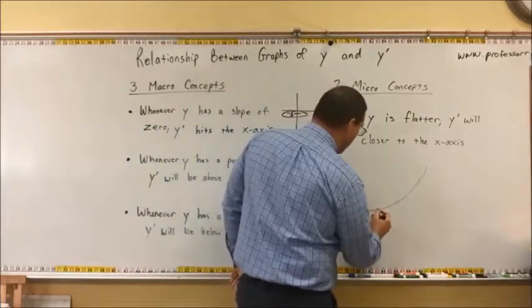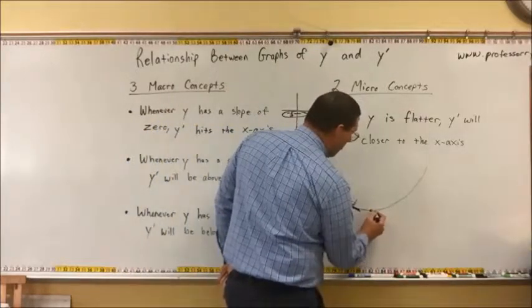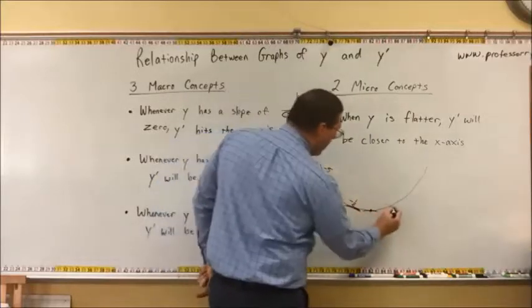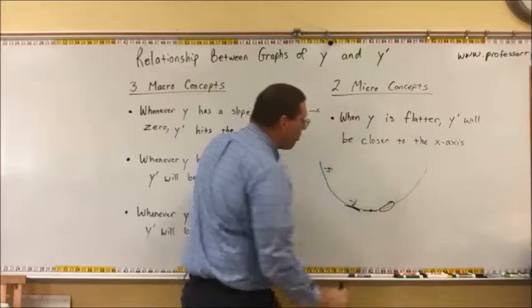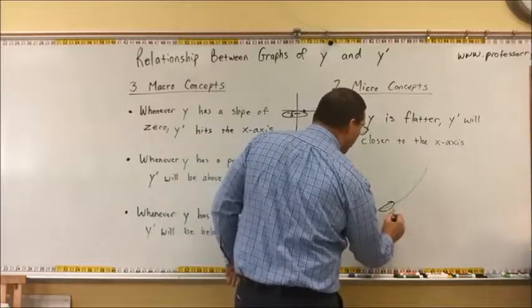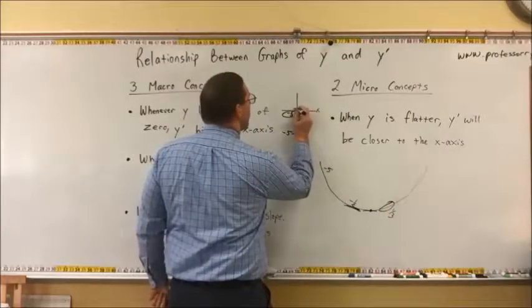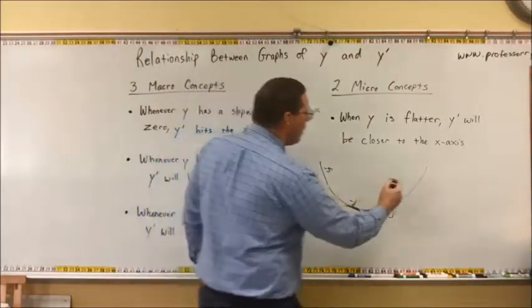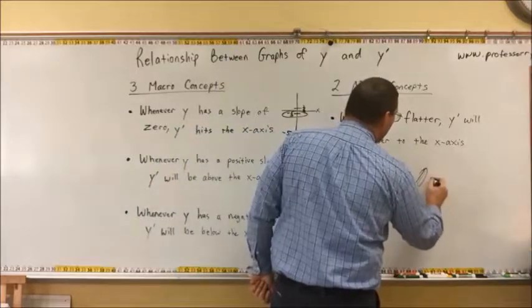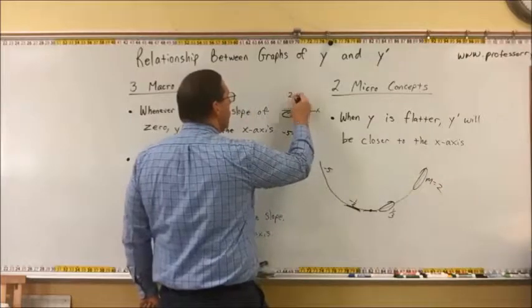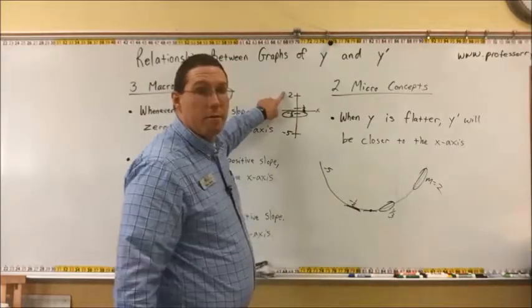Same over here. Look, here the slope is 0, right? That means it's touching the x-axis. Now here, it's not 0, but it is very flat. Here, the slope is maybe 1/3, and 1/3 is a number that is very close to the x-axis. But over here, the slope is 2, and 2 is farther away from the x-axis.